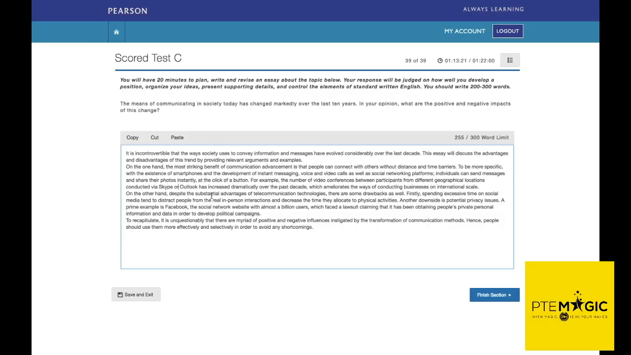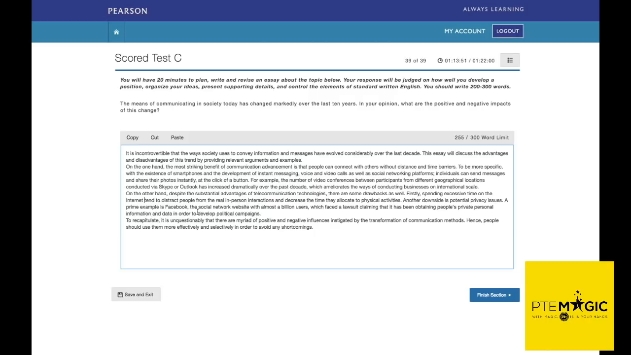On the other hand, despite the substantial advantages of telecommunication technologies, there are some drawbacks as well. Firstly, spending excessive time on social media, maybe on the internet, tend to distract people from the real in-person interactions and decrease the time they allocate to physical activities. Another downside is potential privacy issues.